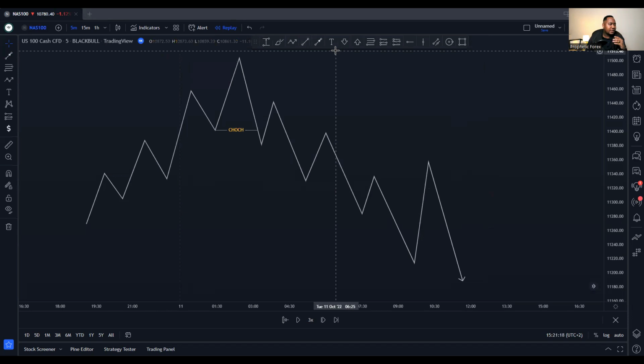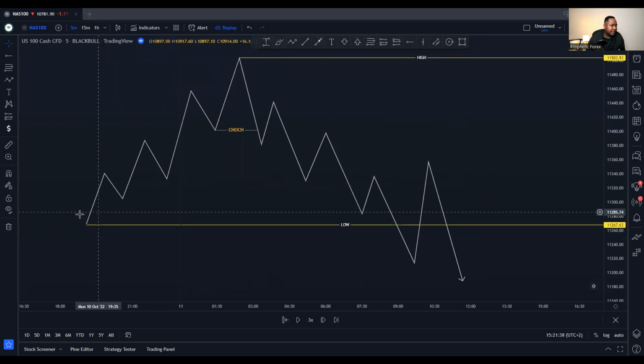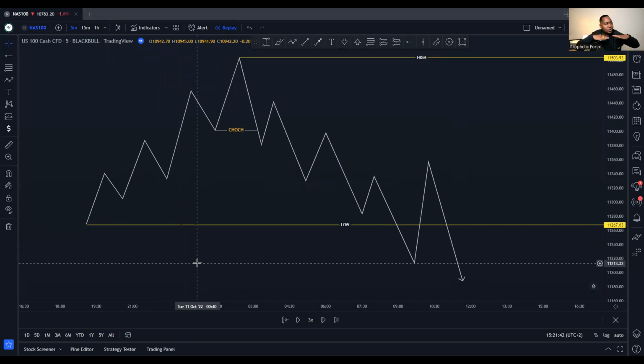Now, I want to speak about types of entries within a trend following strategy or method of trading. The first thing that I normally do as soon as I identify that the market has created a change of character is highlight the high that it has created. And probably I will also want to highlight the low that the market had created in the previous trend. So let's say this was this point right here. I'll highlight that low to create a sort of room.